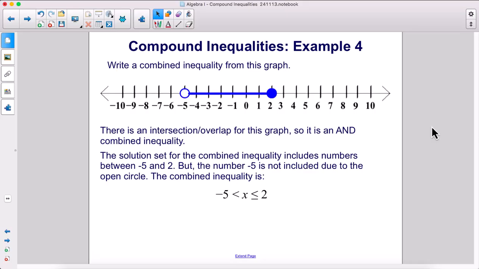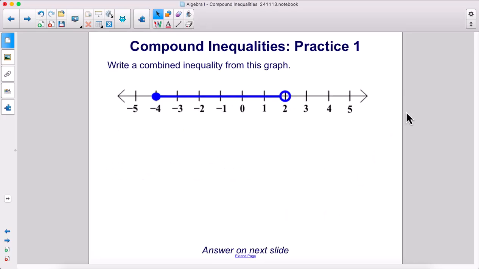Write a combined inequality from this graph. There is an intersection or overlap for this graph, so it is an AND combined inequality. The solution set for the combined inequality includes numbers between -5 and 2. However, -5 is not included in the solution set because it's an open circle. Therefore, the answer is -5 is less than x is less than or equal to 2.